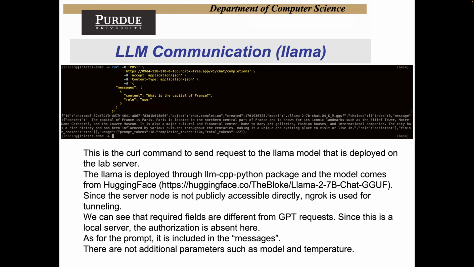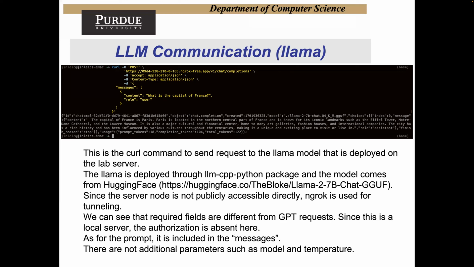What if I set up a local server, say like a Llama, and try to directly communicate with my local server? So a Llama model is set up on my lab server, and it's listening to a port, and we are sending messages to that port. And you can see here, this is the command to send the request. The URL is changed to the URL that can forward the message to the server port.